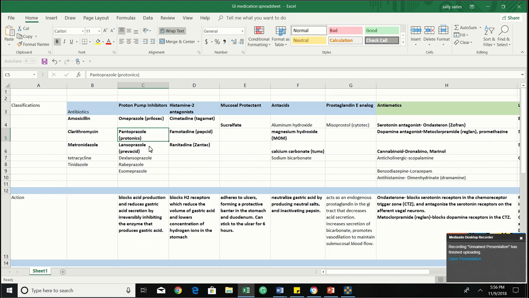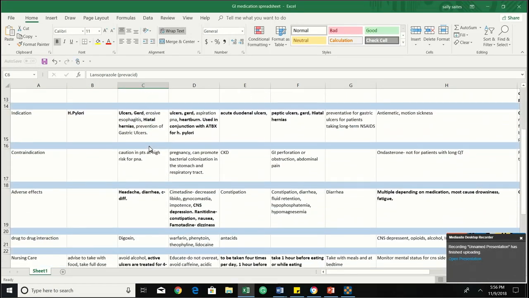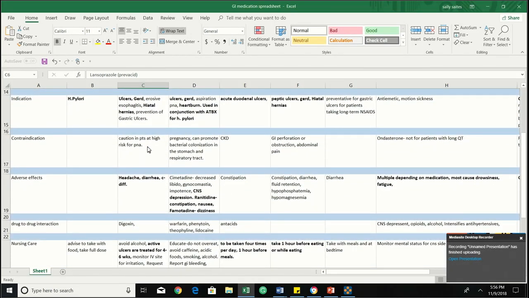Okay, there's a couple of things about the proton pump inhibitors that we need to know. They can promote C. diff because they can get rid of some of the natural flora that we have in our GI tract, and this is just for the proton pump inhibitors. So to counterbalance that, we might want to give them a probiotic to help that natural flora stay where it is.